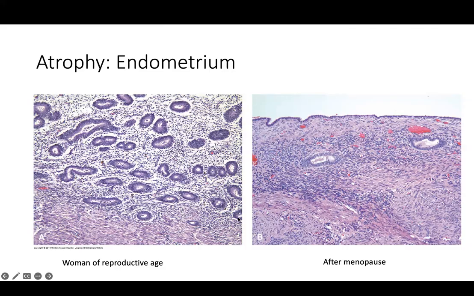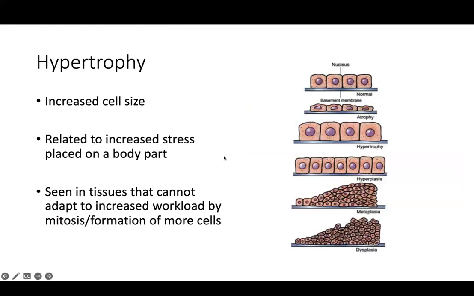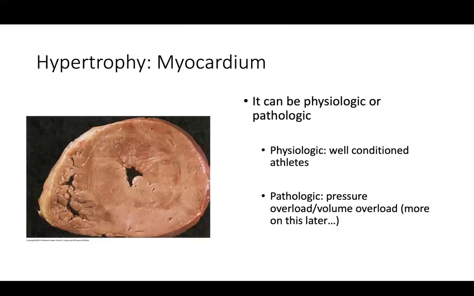Hypertrophy is really the opposite. It's an increase in the cell size. And this is related to an increased stress on a particular body part. In general, we see hypertrophy in tissues that can't adapt to an increased workload by increasing mitosis or forming new cells. Instead, these cells can just get bigger. A good example of this would be muscle. Muscle can't undergo mitosis. So instead, they just get bigger.